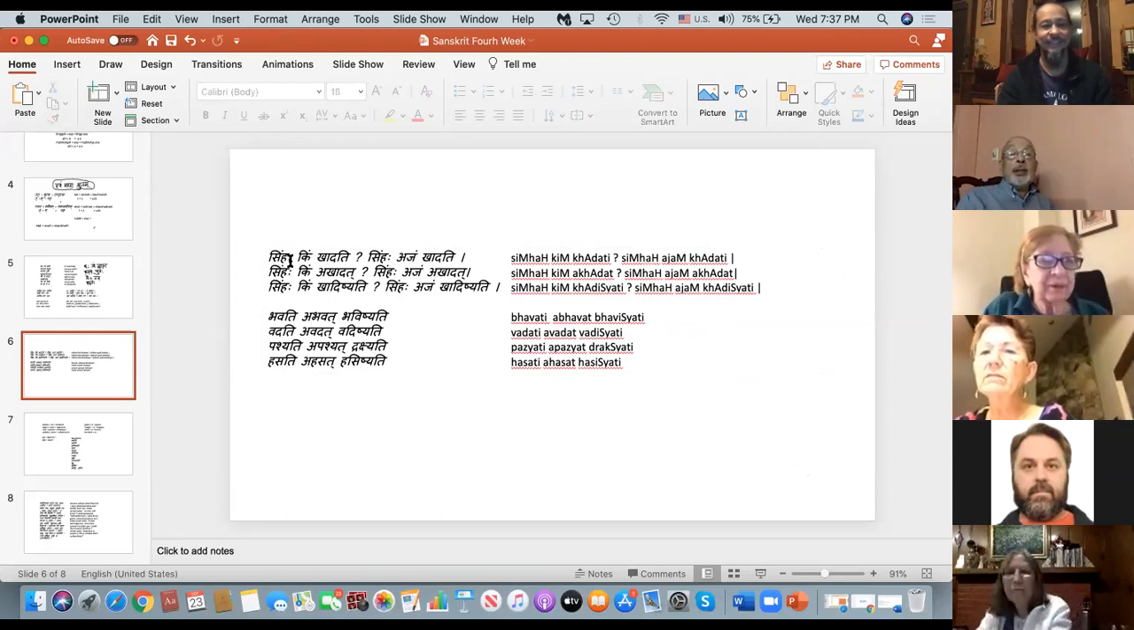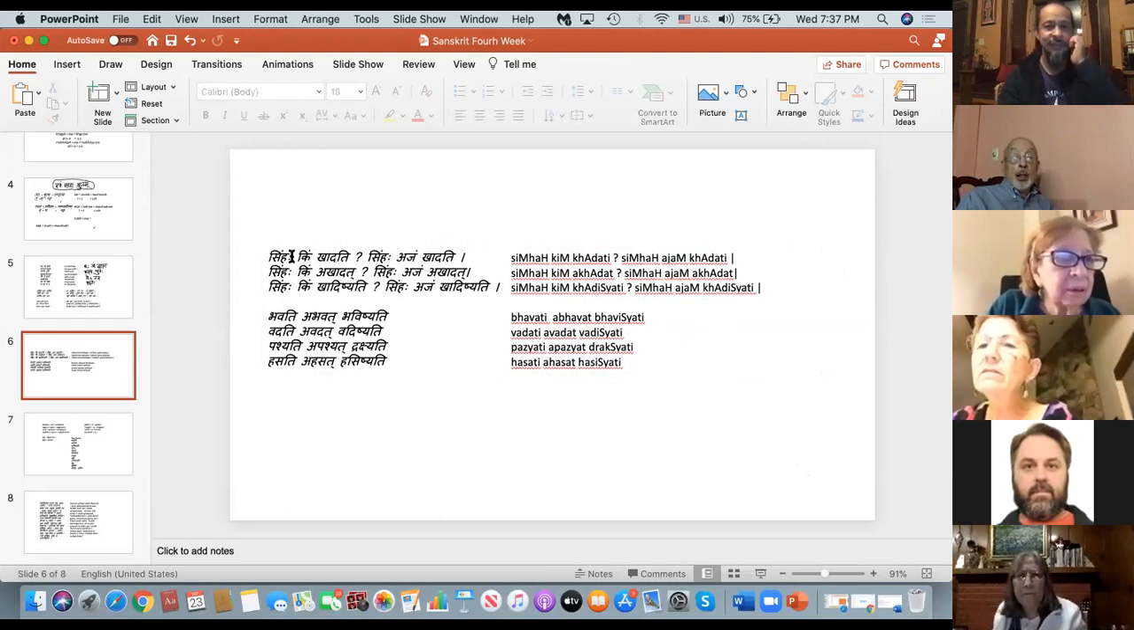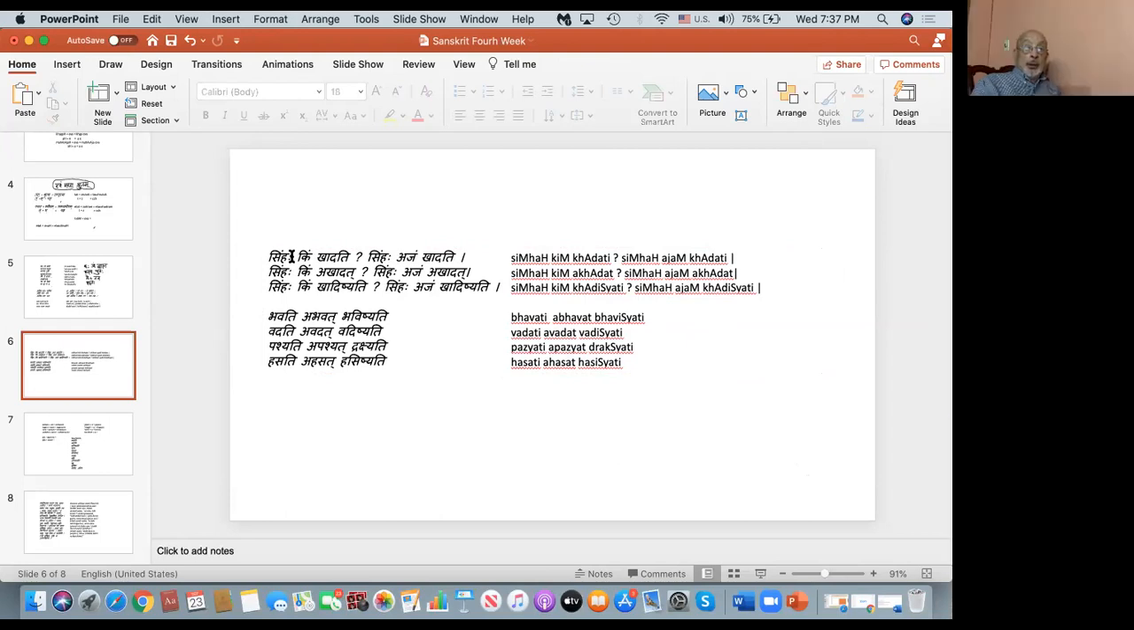Now the new sentence, the new word is Simha. Simha kim khadati. Simha is a new word, right? Yes. Simha is a lion. Have you heard of the movie Simba? Yeah, that is Simha. It's an African word, but the Sanskrit word is Simha too. Simha kim khadati.